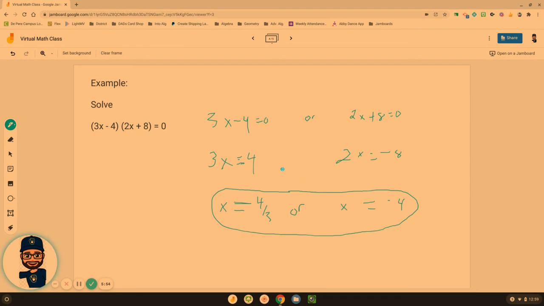It's really just going back to the basics of algebra and solving by taking each factor and setting it equal to 0.